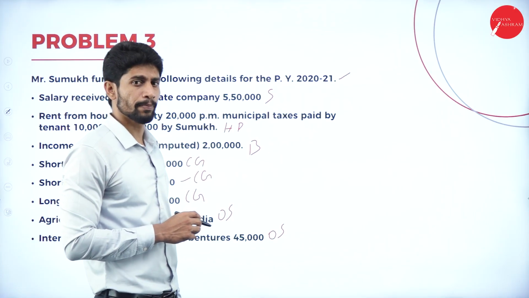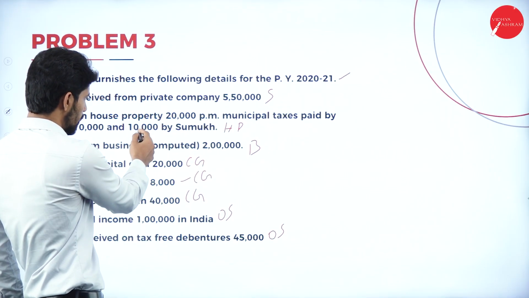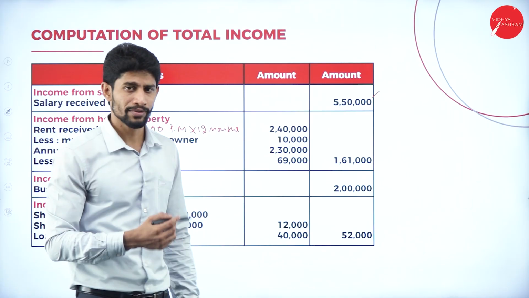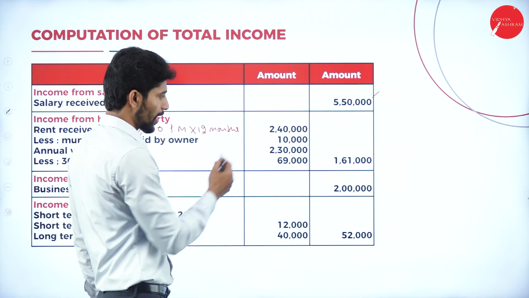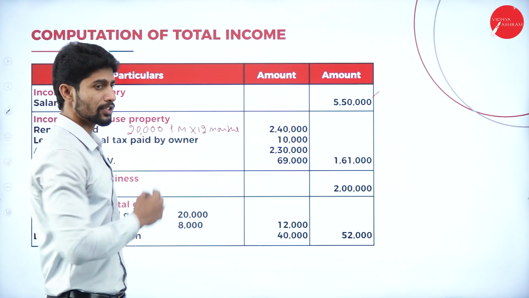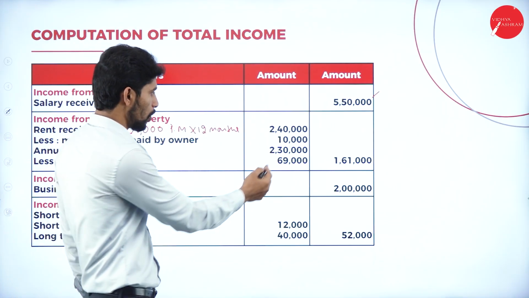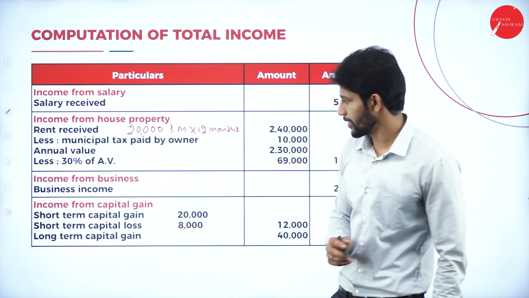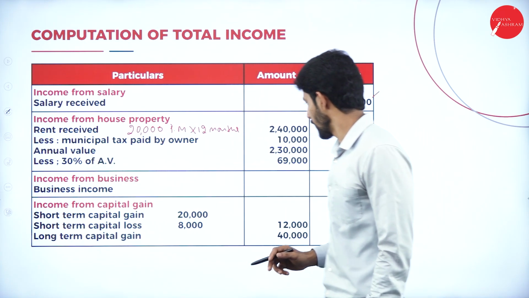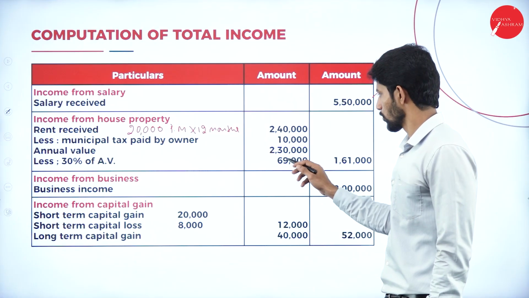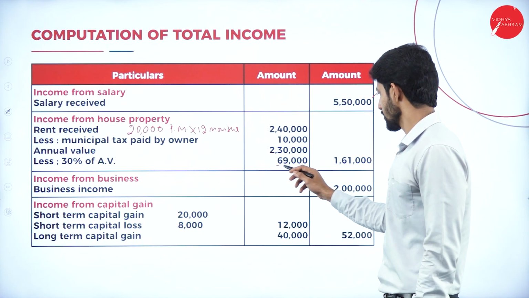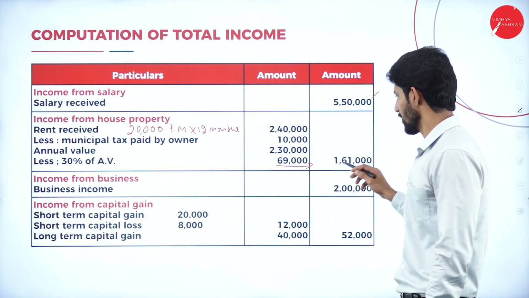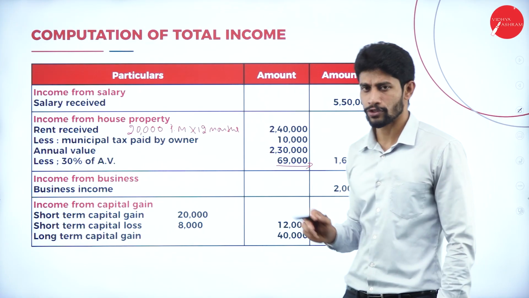So what is the municipal tax paid by the owner? Here by Sumukh, it is rupees 10,000. So municipal tax paid by the owner 10,000. Deduct that value, you will get 2,30,000. The 2,30,000 is called annual value. So on annual value, you are supposed to compute 30% of standard deduction. So 30% of annual value, it is 69,000. So deduct 69,000, the balance is 1,61,000. This is called income from house property.